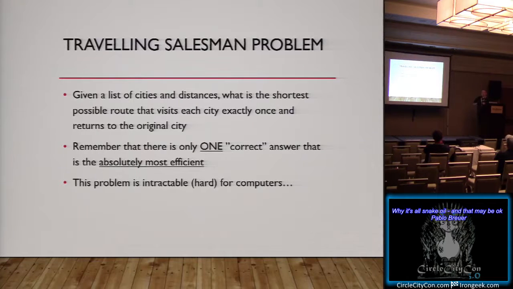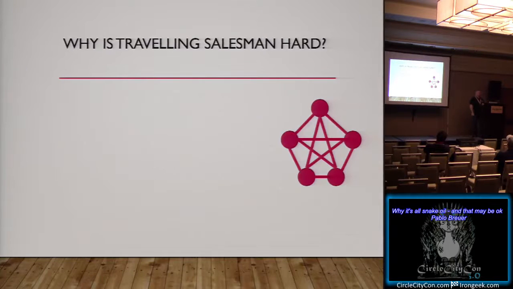In order for it to be the most optimal path, there is only one. And the only way for me to find out what that one most optimal path is, is to try every path. It turns out that this is really hard for computers. Who thinks that this is really hard for humans to solve? It doesn't sound hard, right? So why is it hard?